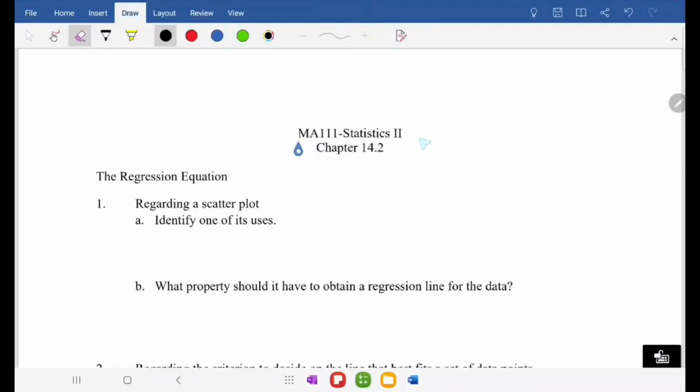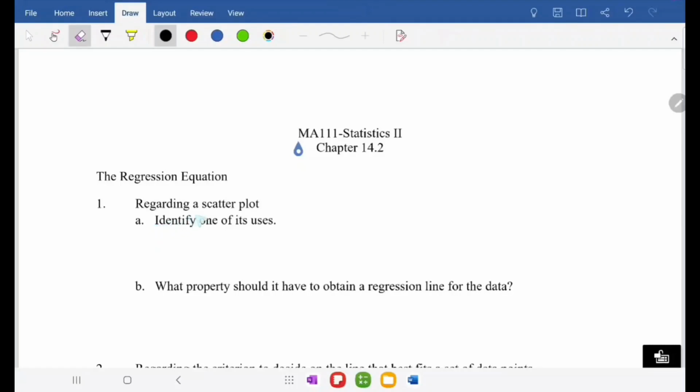Hello everyone, we are now going to go through this worksheet on chapter 14.2, which was on regression equation. In this worksheet, the first few questions are just testing our knowledge and understanding of the concepts behind the regression equation, as well as some of the terminologies that will be used in this topic.